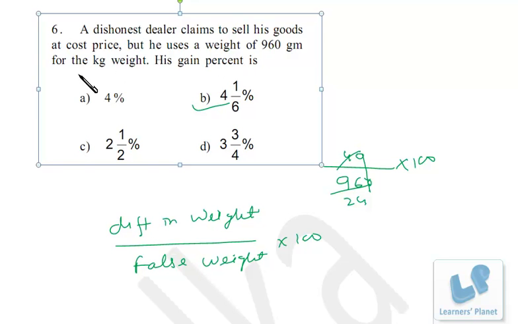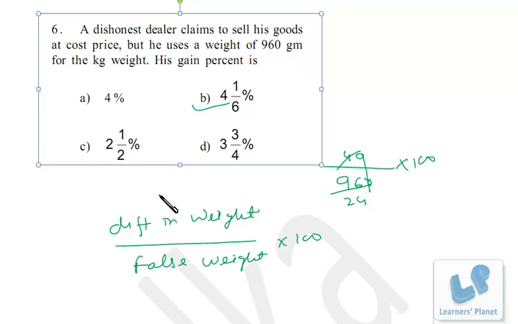Instead of 960 gram for a kilogram weight, maybe the other things are also possible. Suppose while buying he is cheating for 20% or maybe 40 gram, while selling also he is cheating say 40 gram, then also this formula will work. The only thing you need to keep in mind is difference in weight by false weight into 100, right?